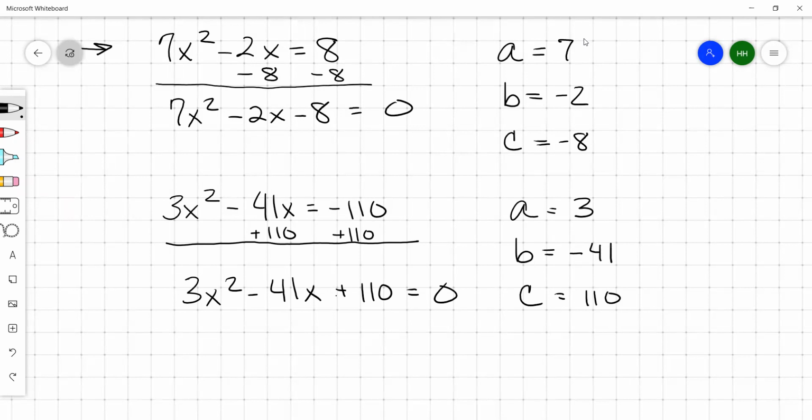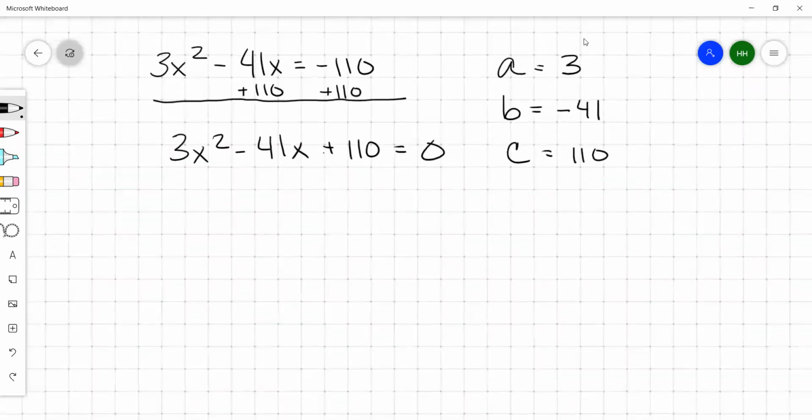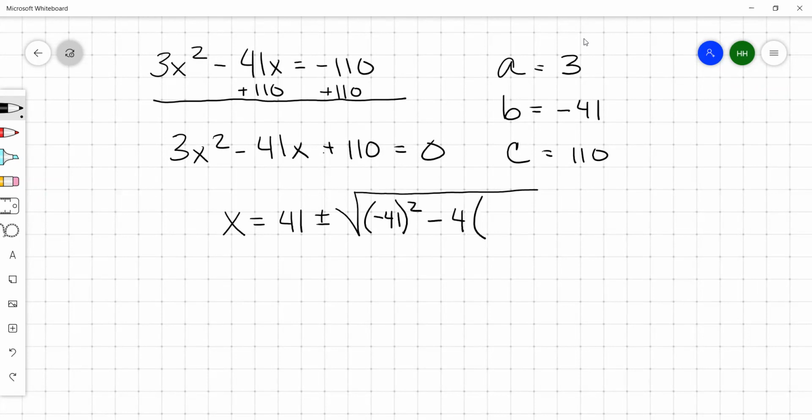All right. And then look, your next step to finish this, you go x equals the opposite of your B. If your B is -41, the opposite of -41 is 41. Plus or minus the square root. And now your B goes in parentheses. Minus 4 times your A value times your C value. And that all gets divided by 2 times A, so it's going to be 2 times 3.